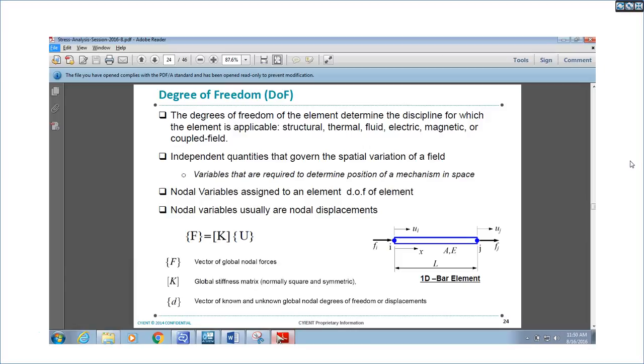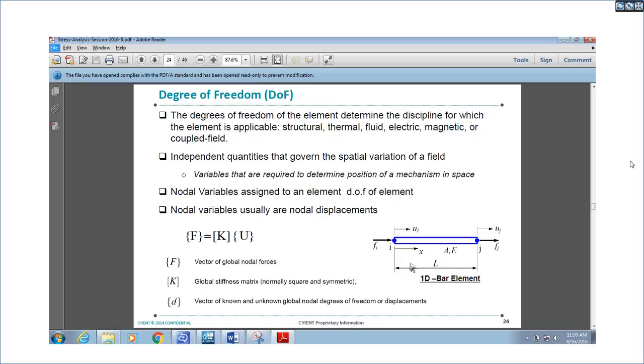So in finite element modeling, before proceeding further, let us understand what degrees of freedom are. Degrees of freedom typically define what your problem is. There are various physics involved in finite element modeling that include structural, thermal, fluid, electric, and magnetic fields. So degrees of freedom will determine which discipline we are going to work in. These degrees of freedom determine the position of the mechanism in space.